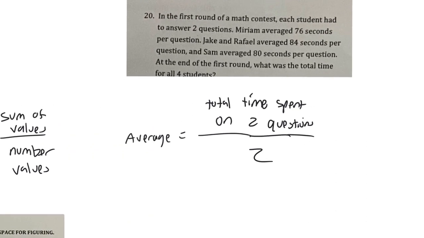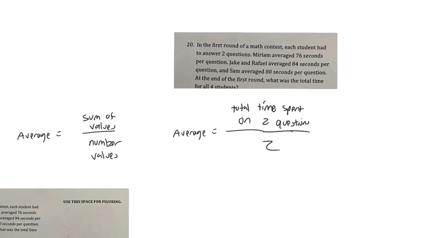So in the context of this problem, we can see that they're saying that they each answered 2 questions. Miriam averaged 76, so that was her average, but the total time spent on 2 questions would go up here, because maybe she spent 30 seconds on the first question, plus maybe 60 seconds on the next question. You add those, that would give you the total time spent on 2 questions, and then you divide it by 2, okay? So in my opinion, that's a more relevant interpretation of the average formula. This is still true, but this is a little bit more specific to the question, okay?